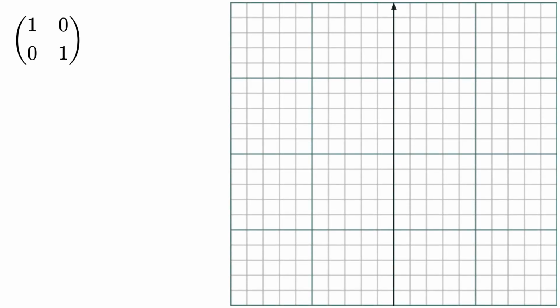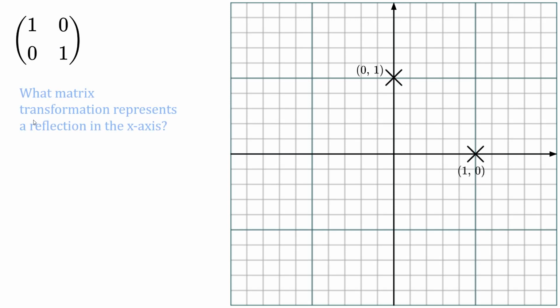So let's have a look at a question. Always draw the same grid out, always plot on the same points for the identity matrix. So 1, 0, 0, 1. So here, here. And now we're asked, what matrix transformation represents a reflection in the x-axis? We don't know what that matrix is. I don't even know it right now, so I'm going to work it out with you.